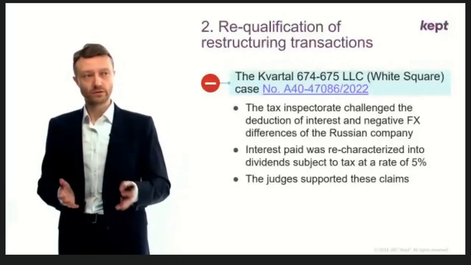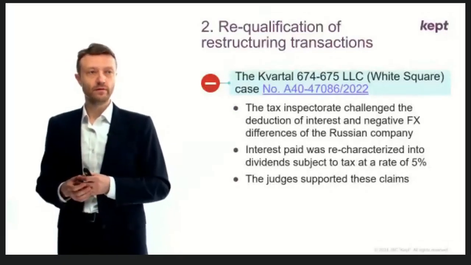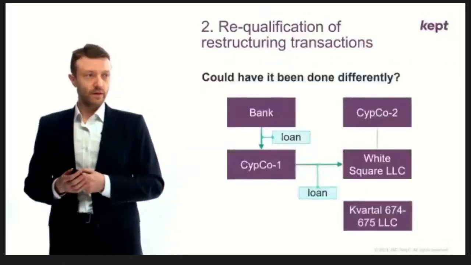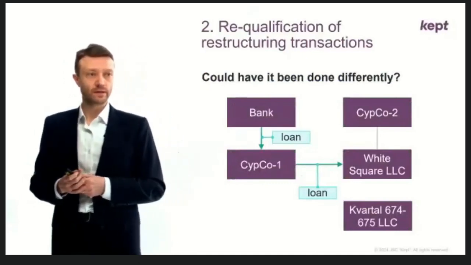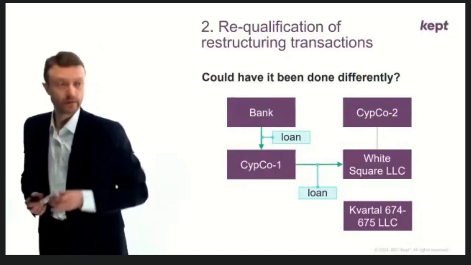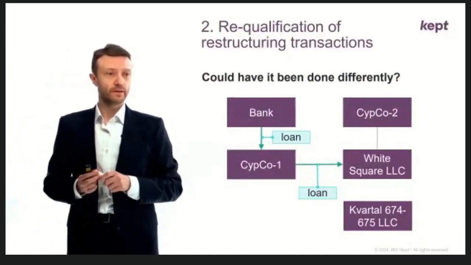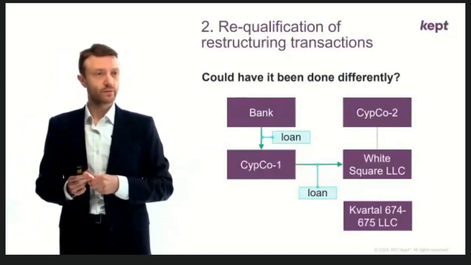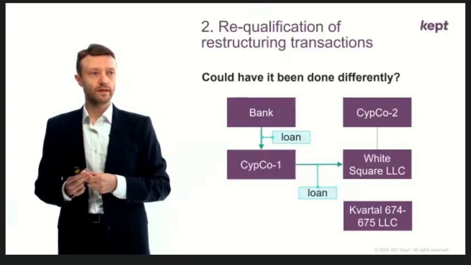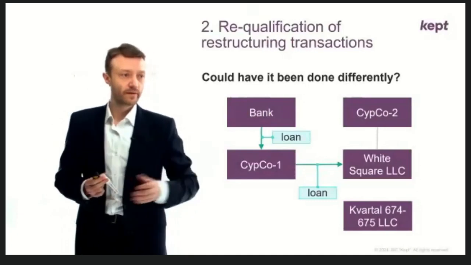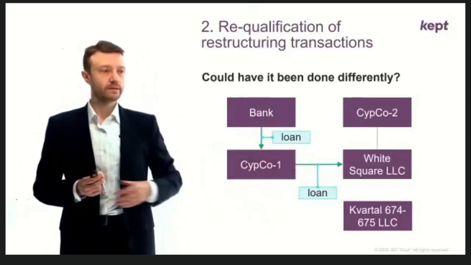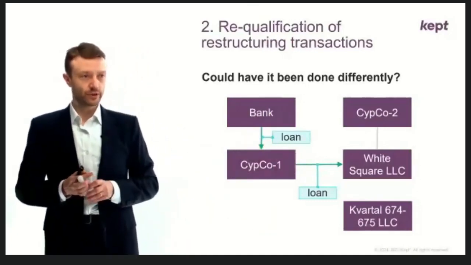The courts of all three instances ruled in favor of the tax authorities. Could it have been done differently? Well, we can speculate what can be done so that the problem does not arise. So we see here a company that borrowed funds and the operating company that generated profits.